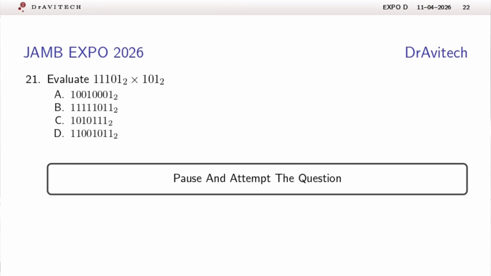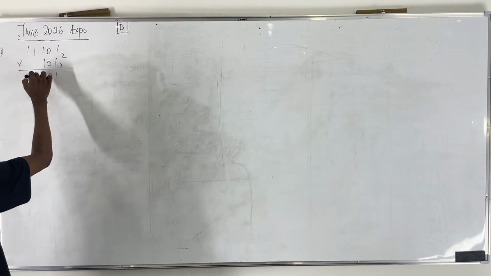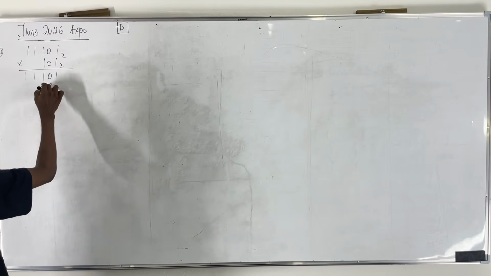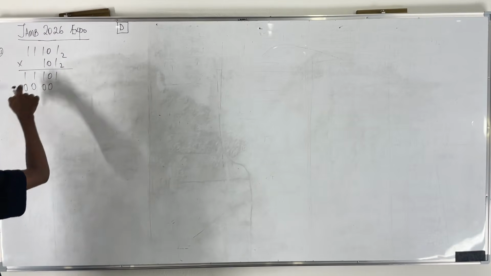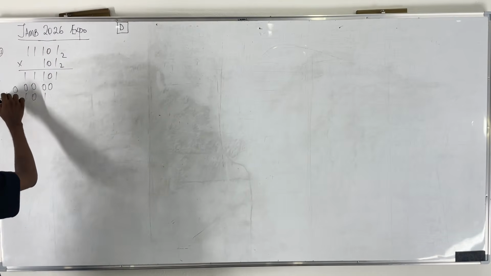So 21 says evaluate 1101 base 2 times 101 base 2. To multiply these, first of all, 1 times anything is that same thing, so this will just be 1101. 0 times everything at the top will still be 0, so that's 0, 0, 0, 0. Then 1 times this will be 1, 1, 0, 1.